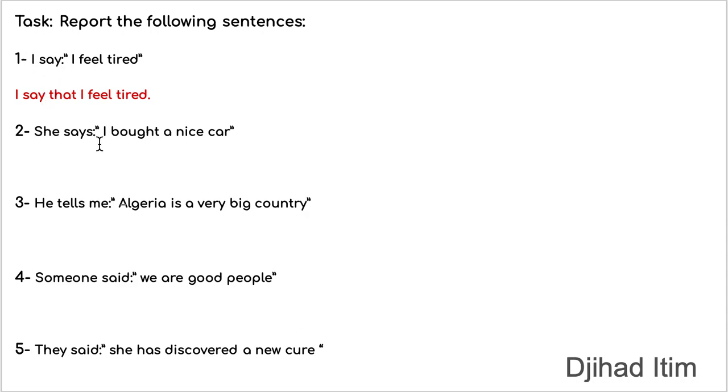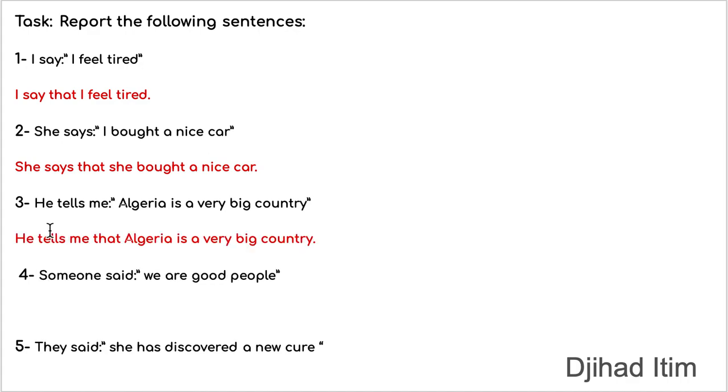Second one: she says, "I bought a nice car." What can we say in the reported speech? She says that she bought a nice car. It doesn't change because the introductory or reporting verb is in the present simple. The third one: he tells me, "Algeria is a very big country." So here we say, he tells me that Algeria is a very big country. It doesn't change because the introductory verb is in the present simple as well.